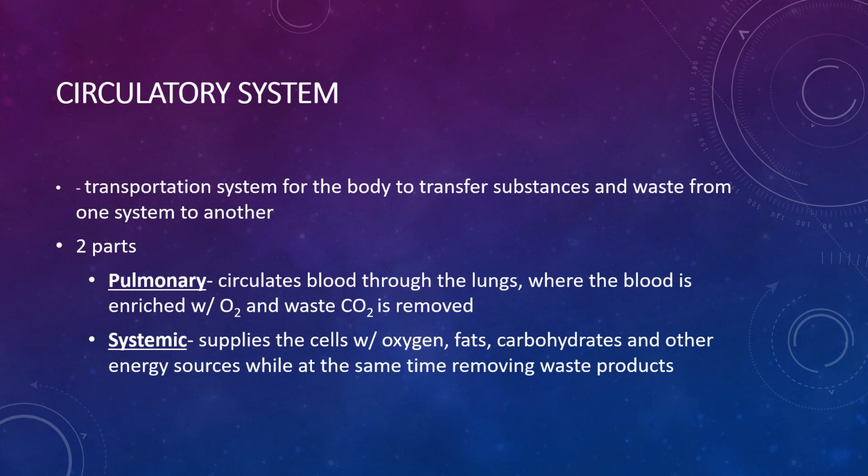So let's go to our topic proper, which is the circulatory system. So as by definition, the circulatory system is a transportation system for the body to transfer substances and waste from one system to another. So actually, our circulatory system is composed of two parts. The first one is your pulmonary system, which circulates blood through the lungs, where the blood is enriched with oxygen and waste carbon dioxide is removed.